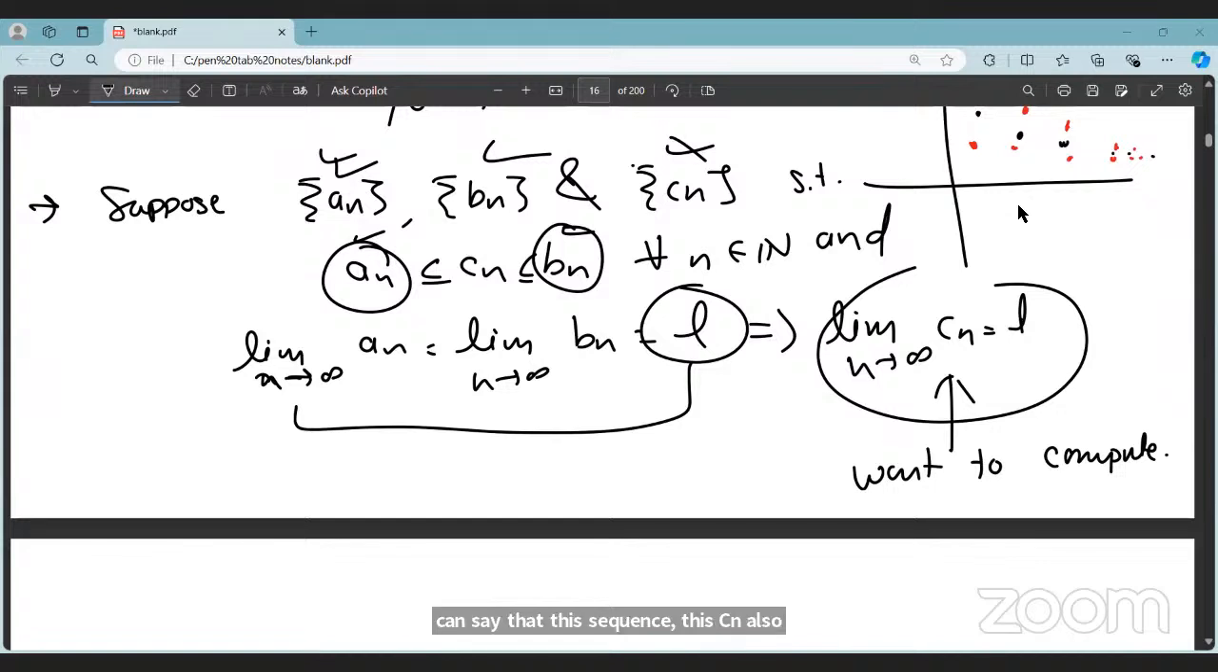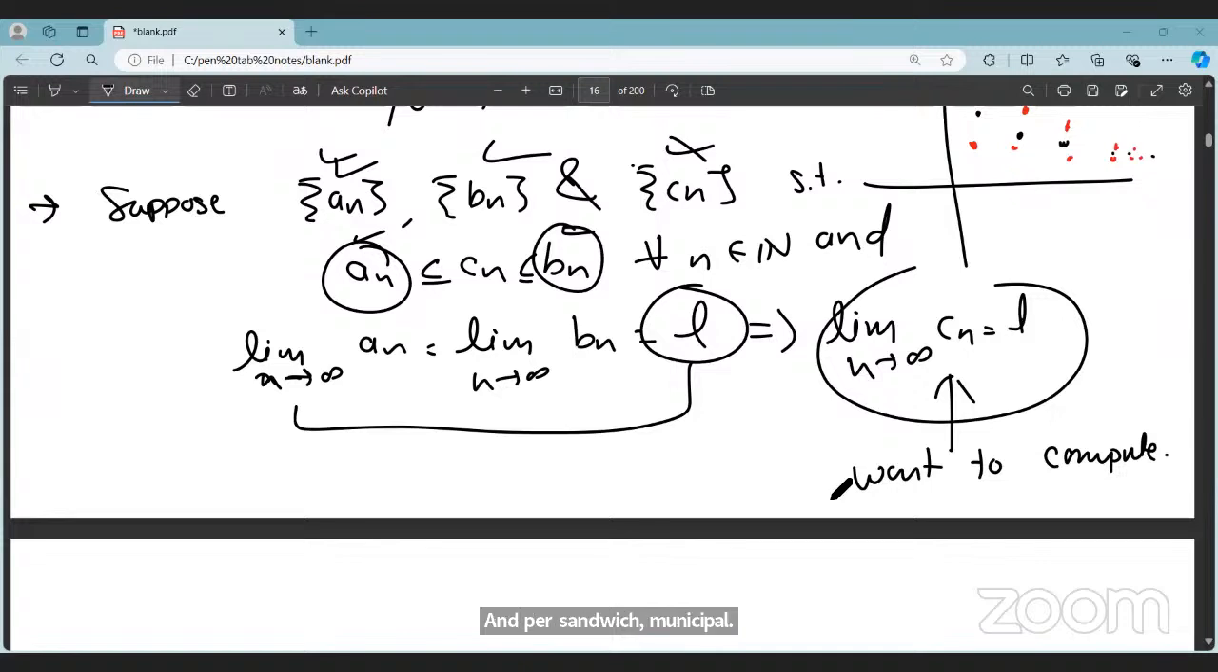Ma'am, sorry to interrupt. Is that clear? Ma'am, related to this, could you please solve an example in front of us so that we can grab it in a very precise way? Which question? Ma'am, for the sandwich principle, on the sandwich theorem.